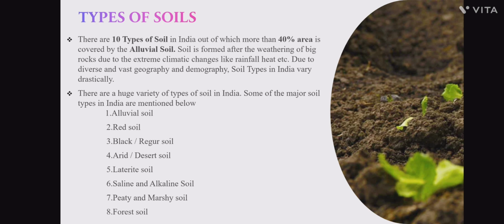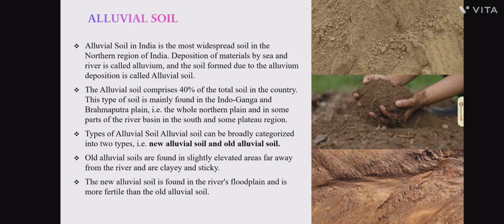It consists of various types like alluvial soil, red soil, black soil, that is regur soil, arid desert soil, laterite soil, saline and alkaline soil, peaty and marshy soil, and forest soil. This is alluvial soil. It is the most widespread soil in the northern region of India and makes up 40% of the total soil in the country. It is mainly found in the Indo-Gangetic and Brahmaputra plain. Alluvial soil is broadly categorized into two types: old alluvial soil and new alluvial soil. Old alluvial soil is found in slightly elevated areas far away from the river and is basically clayey and sticky, whereas new alluvial soil is found in the river's floodplain and is more fertile than the old alluvial soil.